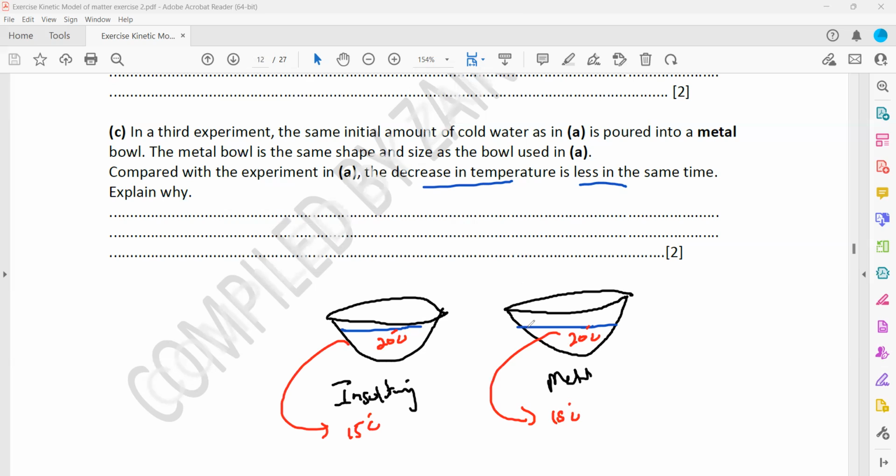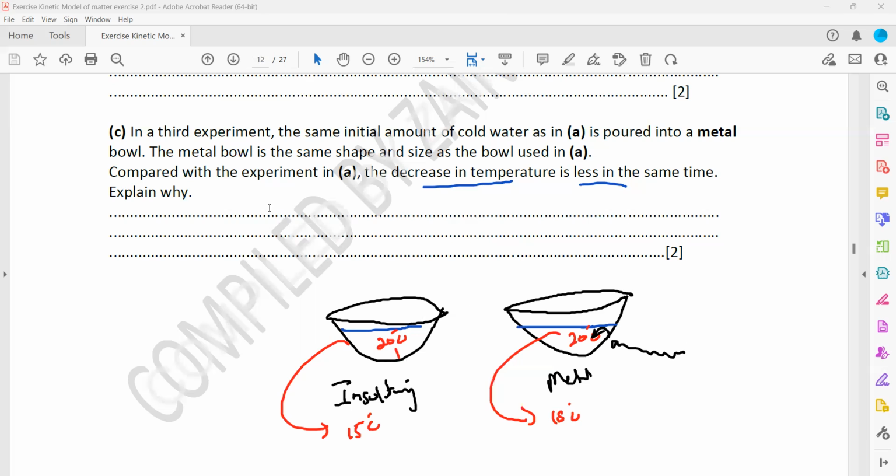Why does a metal have a smaller change in temperature as compared to the liquid in the insulating material? The reason is that metals are good conductors of heat energy. So the metal can absorb energy from the surroundings, and then it can transfer that to the liquid. That's why the liquid temperature won't be very low.